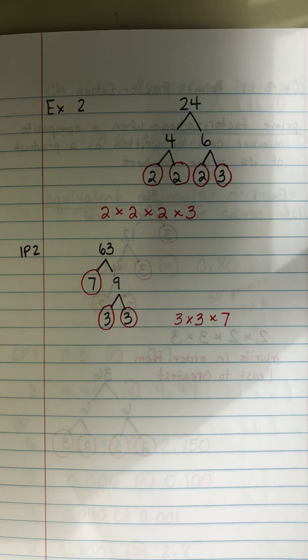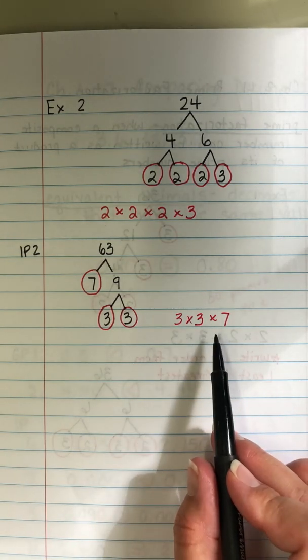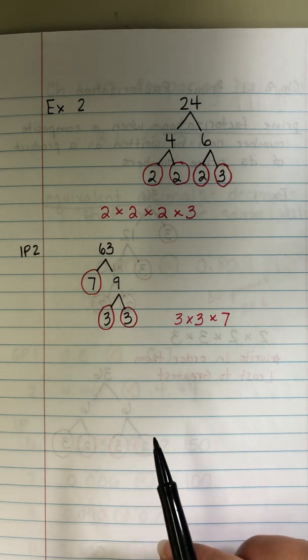And then I'm going to go back and check. 3 times 3 is 9. 9 times 7 is 63. So my answer is good to go.